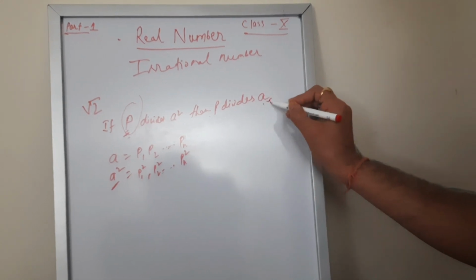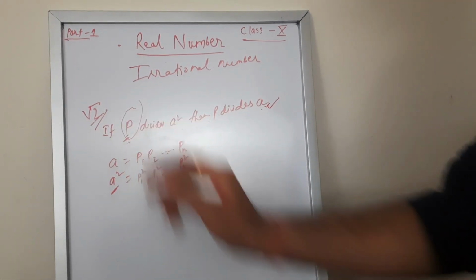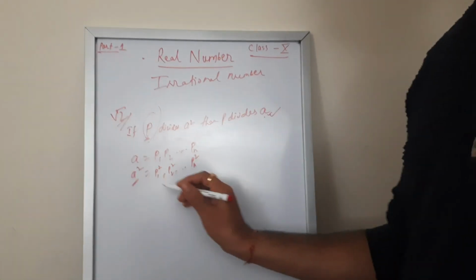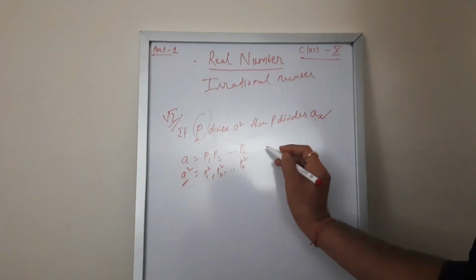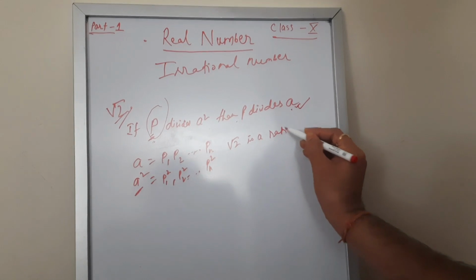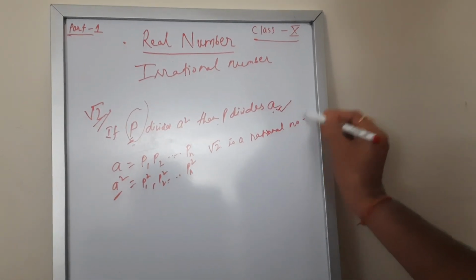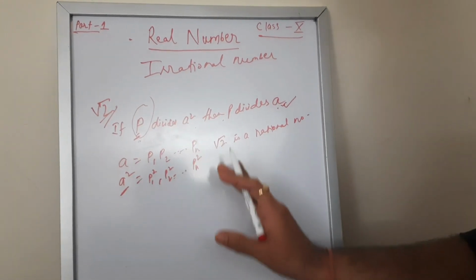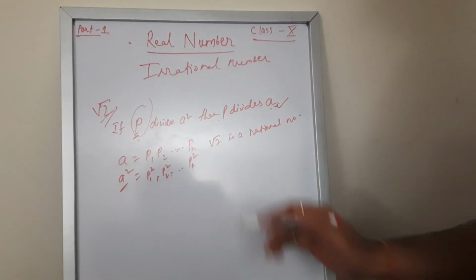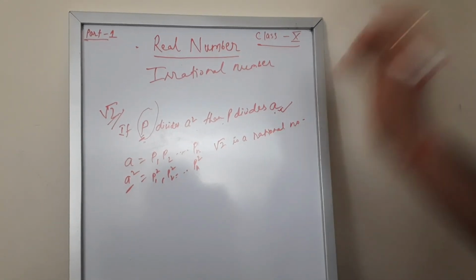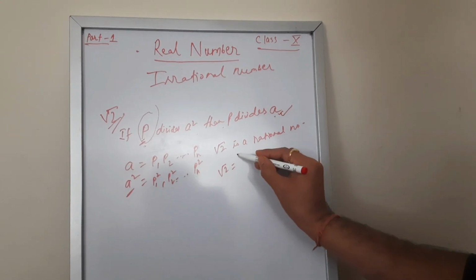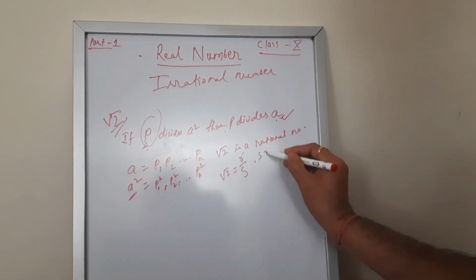Let's use this concept to prove root 2 is an irrational number. How will we do this? For that, let's assume root 2 is a rational number. This is not true, but to prove root 2 is irrational, we will use the method of contradiction. We will assume that root 2 is a rational number. It means root 2 can be written as r divided by s, where s is not equal to 0.